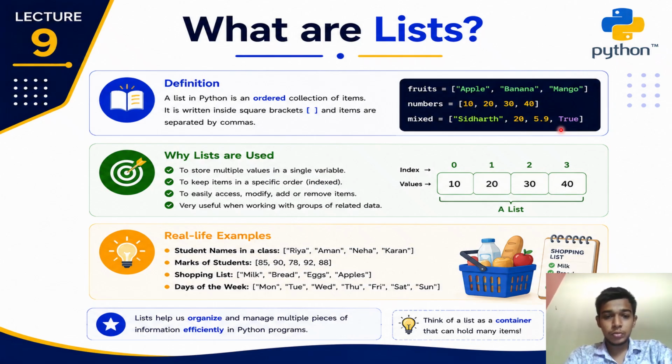Now look here on the slide at why lists are used. To store multiple values in a single variable, lists are used. They are also used to keep items in a specific order, and to access, modify, add, or remove items easily. Lists are very useful when working with a group of related data. For example, instead of creating separate variables for every student's marks, we can store all marks inside one list.